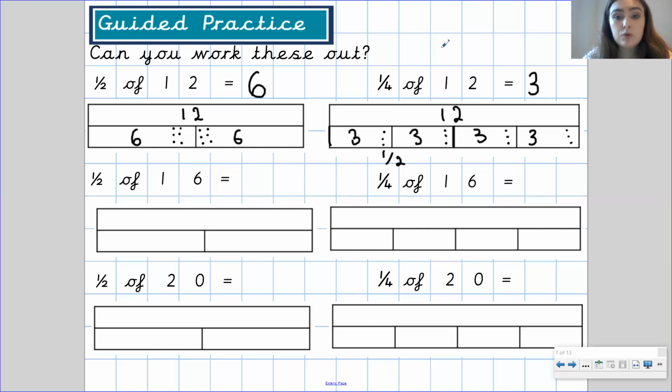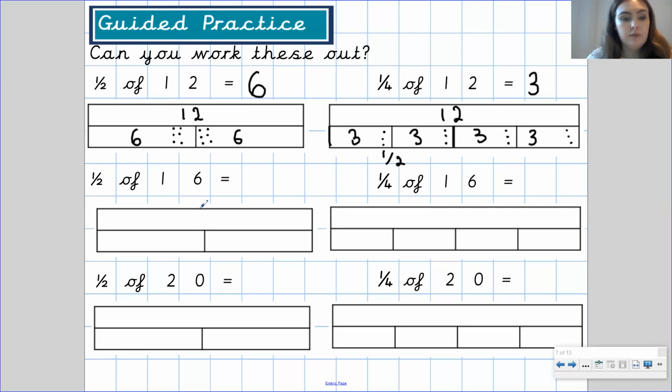Well done. So a quarter of 12 is half of what half of 12 is. So to find a quarter, all you need to do is halve and then halve again. So half of 12 is 6. Half 6, it gives you 3, which is a quarter of 12. So when you find a quarter of an amount, you halve, then halve again. Let's have a look at the next one.